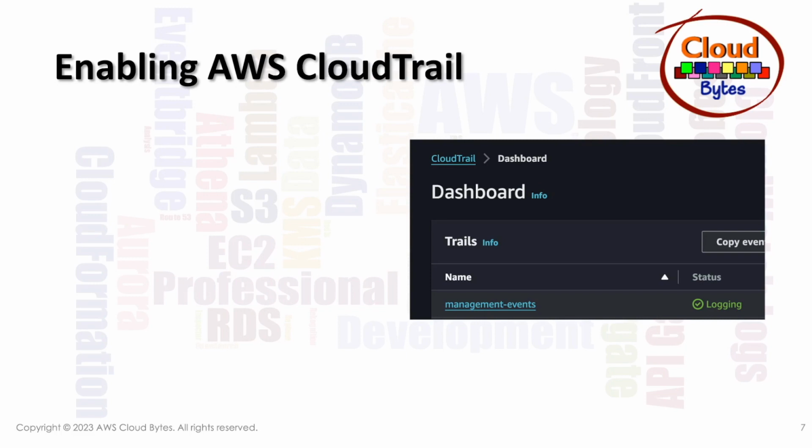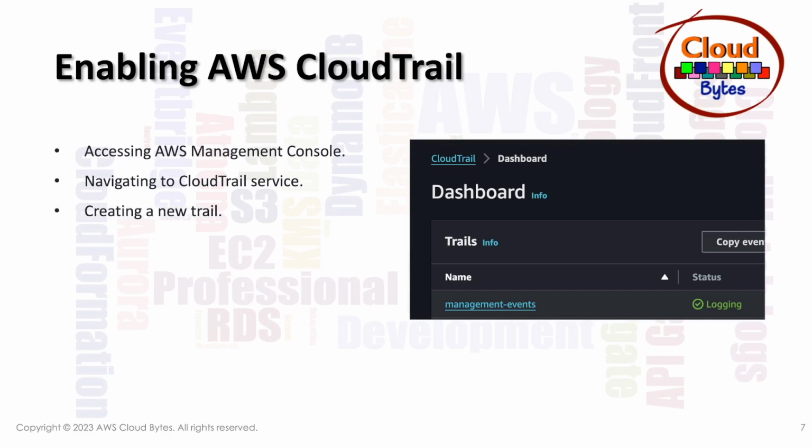Moving on to the next slide. Now, in order to enable AWS CloudTrail, you can go to the AWS Management Console and find the CloudTrail service or do a search on that, and you can create a new trail. I'm just showing you a dashboard with one of the trails that I created earlier. It's called Management Events.